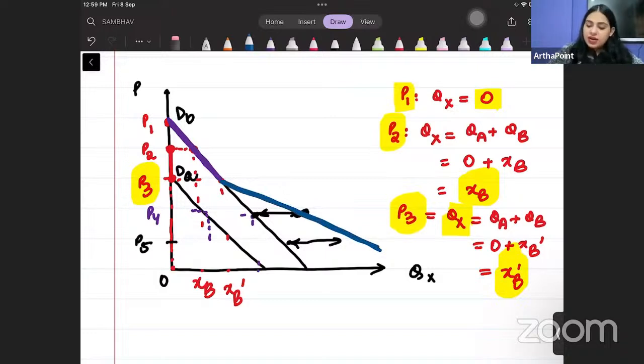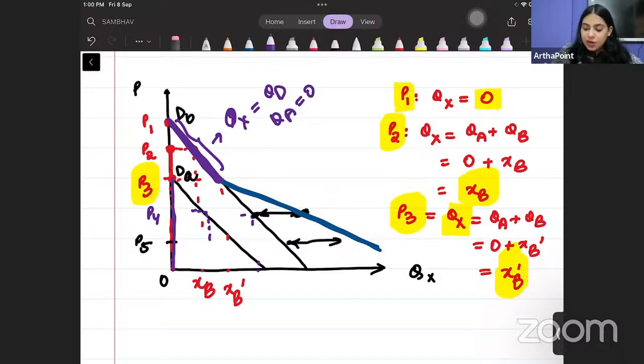So your market demand curve is coinciding with the demand curve of B here, because up to this portion the market demand is the demand of B. There is no demand of A. Demand of A is 0. Look, demand of A was 0 in the whole region up to P3. And then below P3, because both A and B are demanding, my market demand curve moves out from B. So this will be the demand in the market, which will be nothing but the demand of A plus B, added together. So this is how we plot the market demand curve in the same diagram.